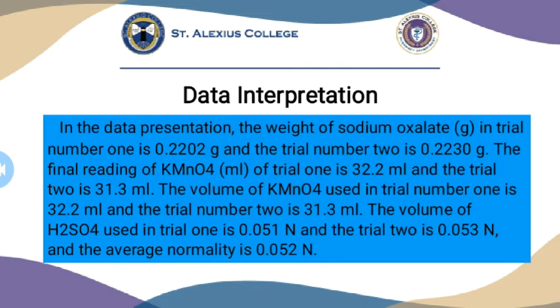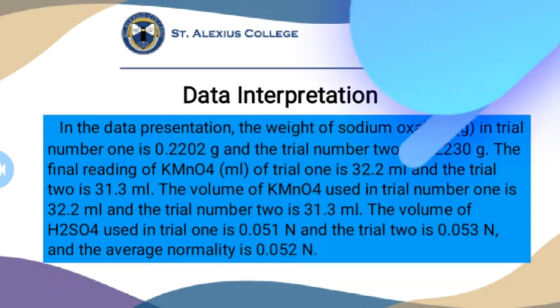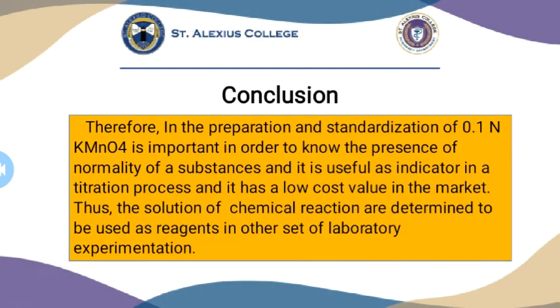The volume of sulfuric acid used in trial number 1 is 0.051 N and trial number 2 is 0.053 N and the average normality is 0.052 normality.